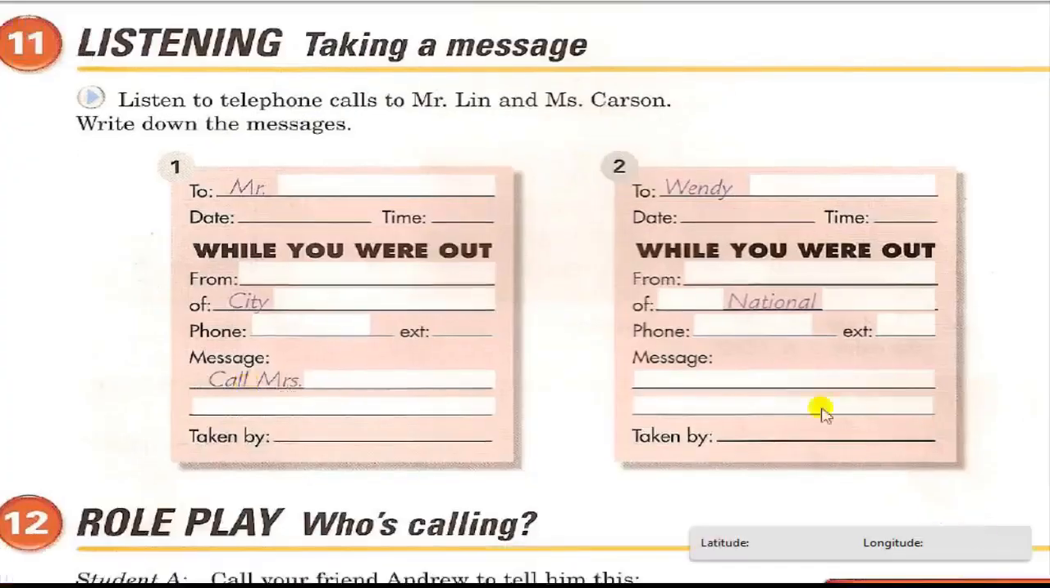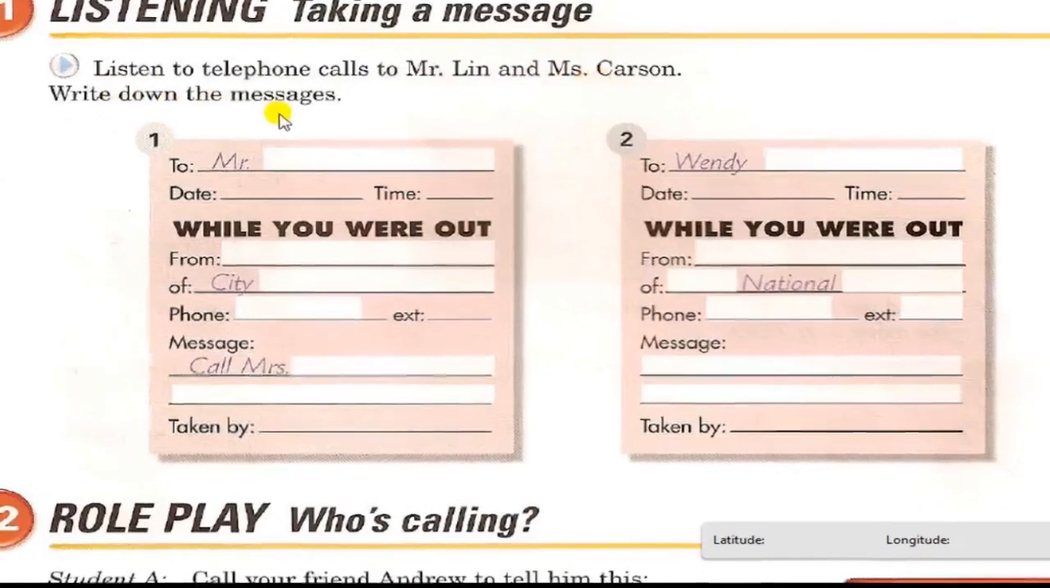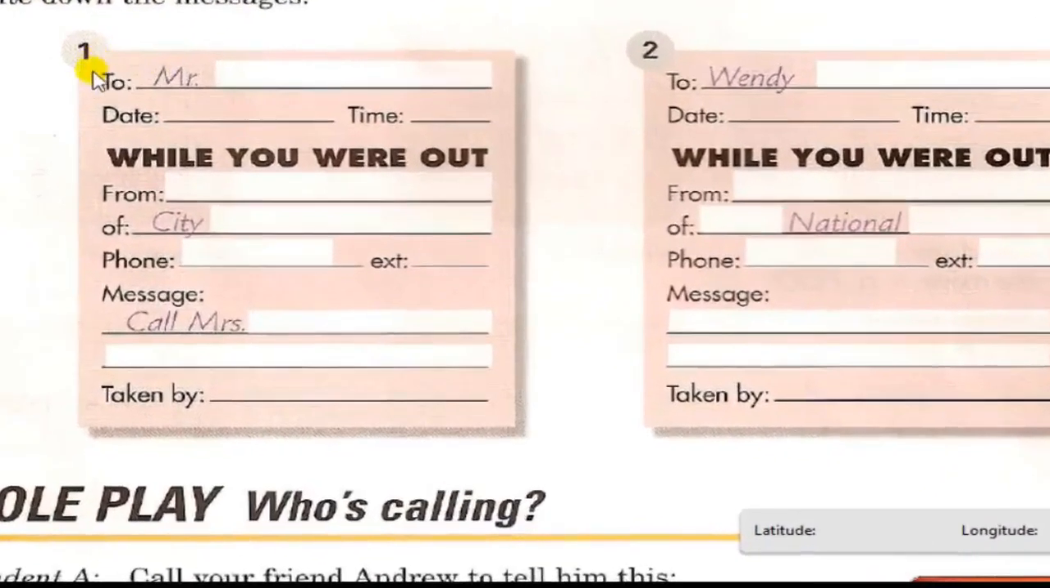Exercise 11. Listening. Taking a message. Listen to telephone calls to Mr. Lynn and Ms. Carson. Write down the messages. 1.